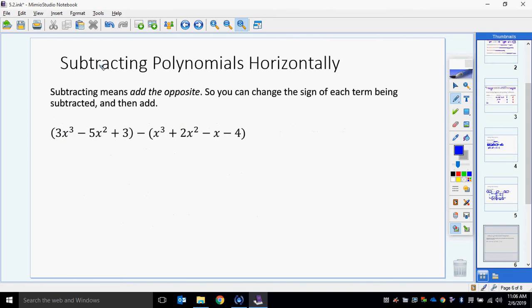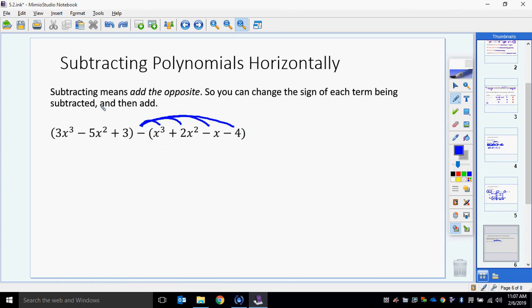Let's talk about subtracting polynomials, because subtracting can trick people. Subtracting means add the opposite. Okay, so what you could do is change this to addition and change all of these signs. It means add the opposite of whatever's there. The other way that I think about it is just distribute. Distribute that negative, because you are subtracting not just this first term, but you're subtracting that first term, you're subtracting the second term, you're subtracting the third, and you're subtracting the fourth. You're subtracting this whole entire thing in parentheses.